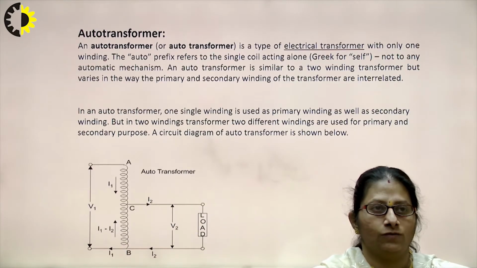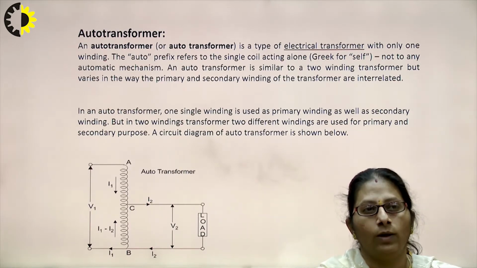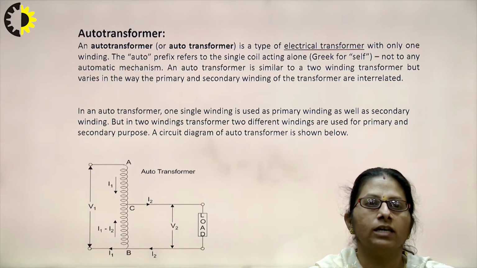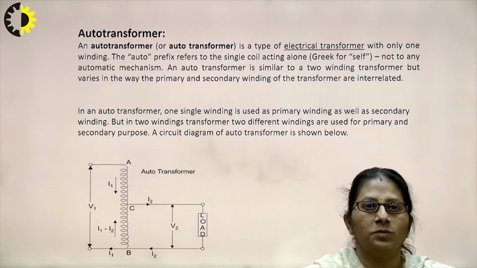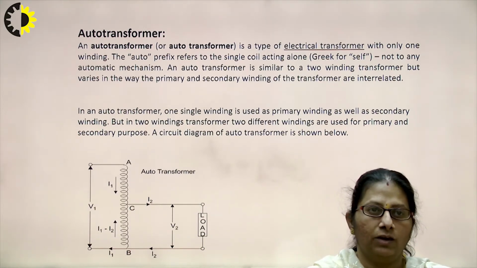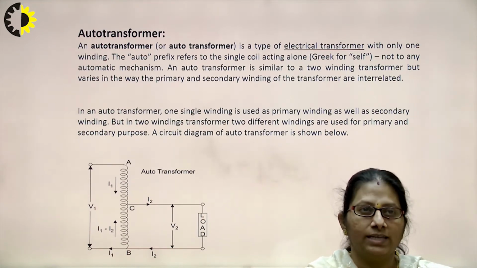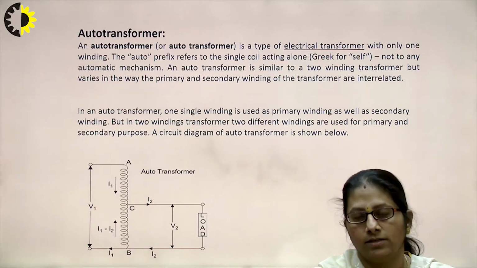Coming to auto transformer, an auto transformer is a type of electrical transformer with only one winding, right. So the prefix auto refers to the single coil acting alone. In Greek, auto means self, not any automatic mechanism. An auto transformer is similar to a 2-winding transformer, but varies in the way the primary and the secondary windings of the transformer are interrelated, right.